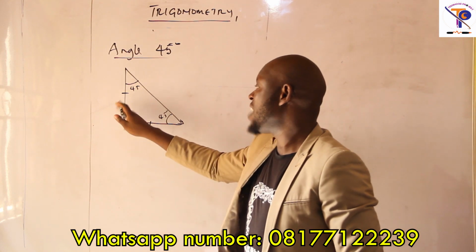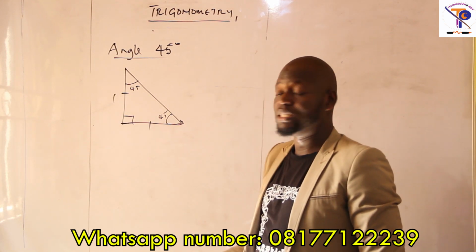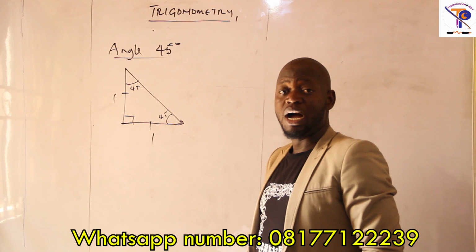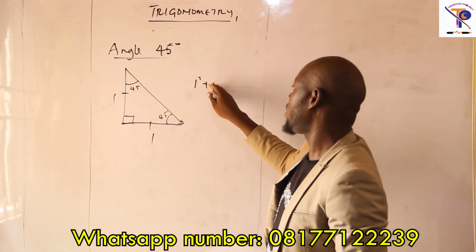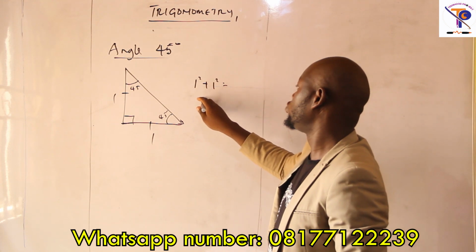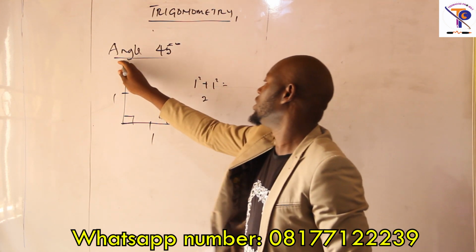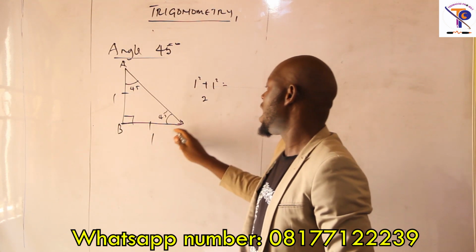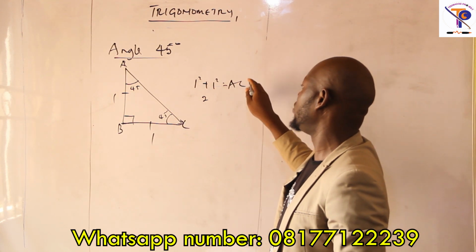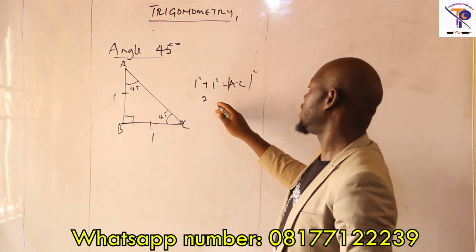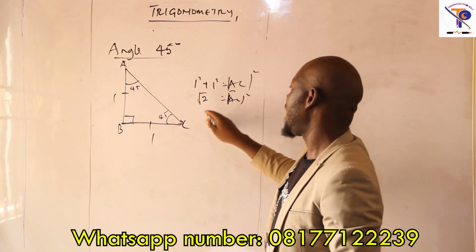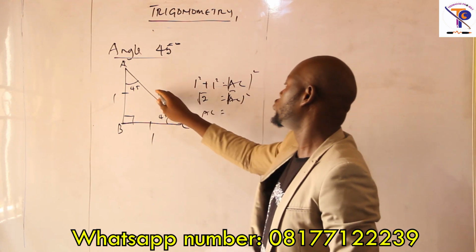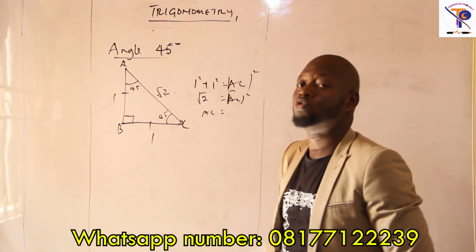So if I have any value here, let me call it 1, anything, let me call this one also 1, definitely by Pythagoras, that is 1 square plus 1 square will give us 2. Let's say A, B and C. So my AC square by Pythagoras will be 2. So if I root this, I have AC to be equal to root 2. So I have this one to be root 2.